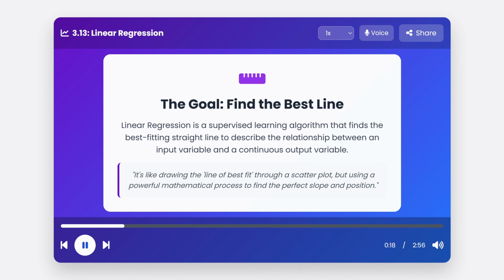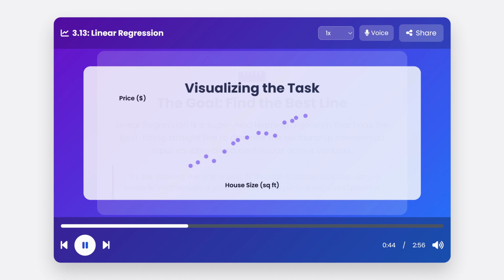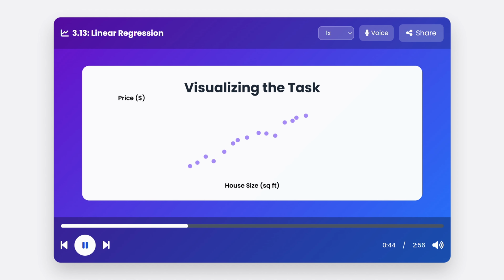So, what is linear regression? It's a supervised learning algorithm used for regression tasks, that is, predicting a continuous numerical value. Its goal is incredibly simple: to find the single straight line that best represents the relationship between an input feature and an output value. Imagine you have data on houses, their size in square feet on the x-axis, and their selling price on the y-axis.